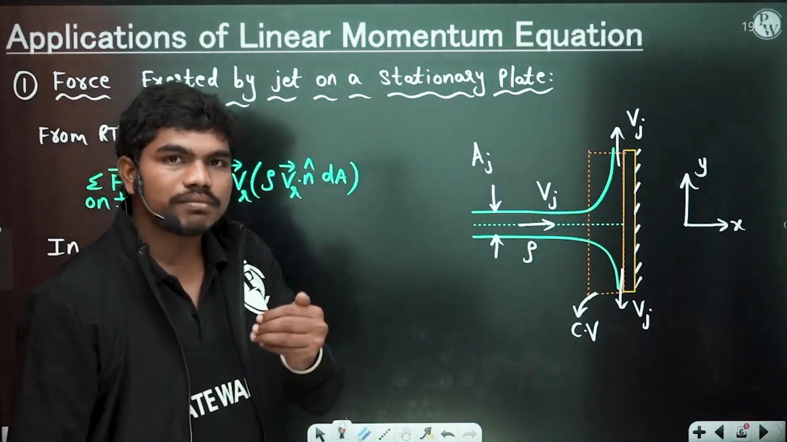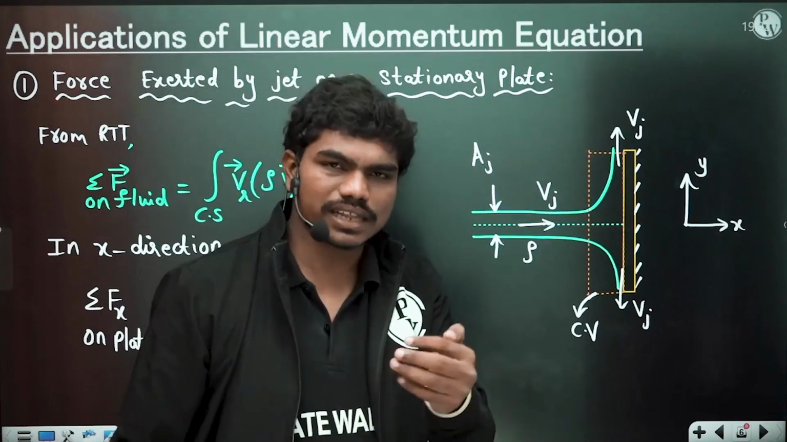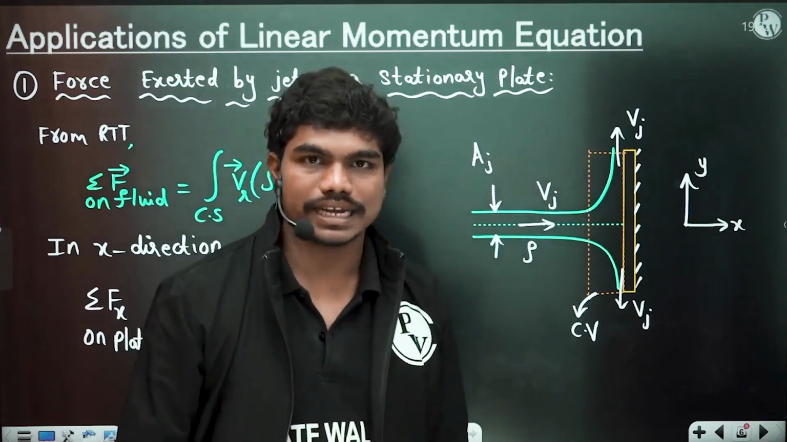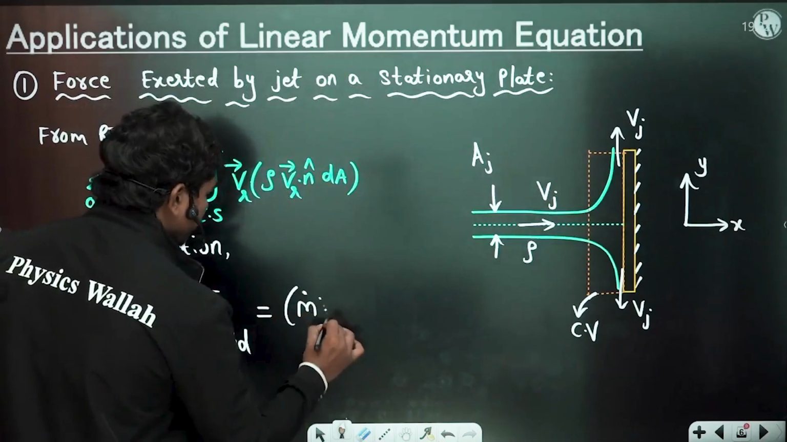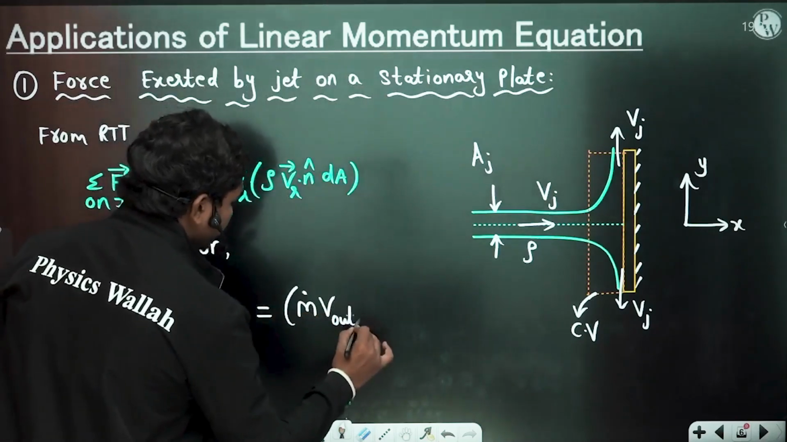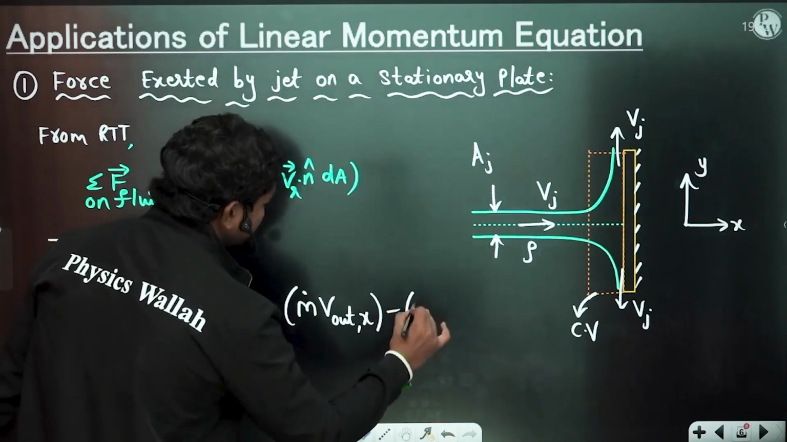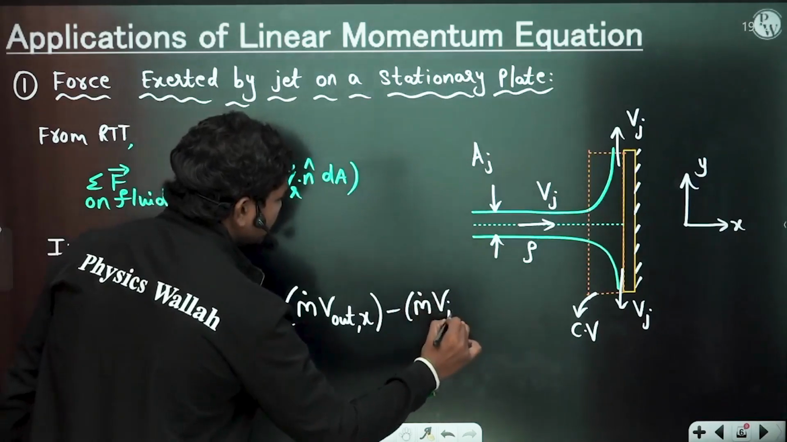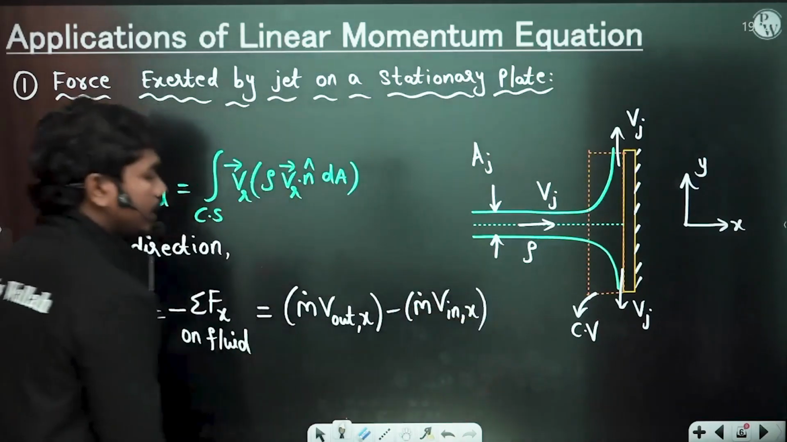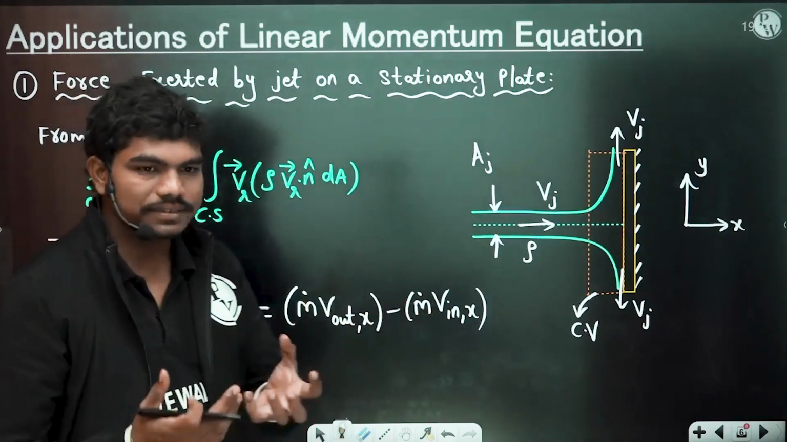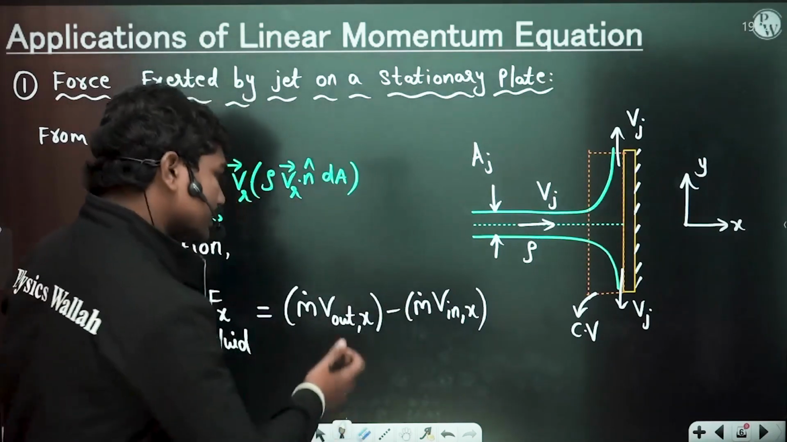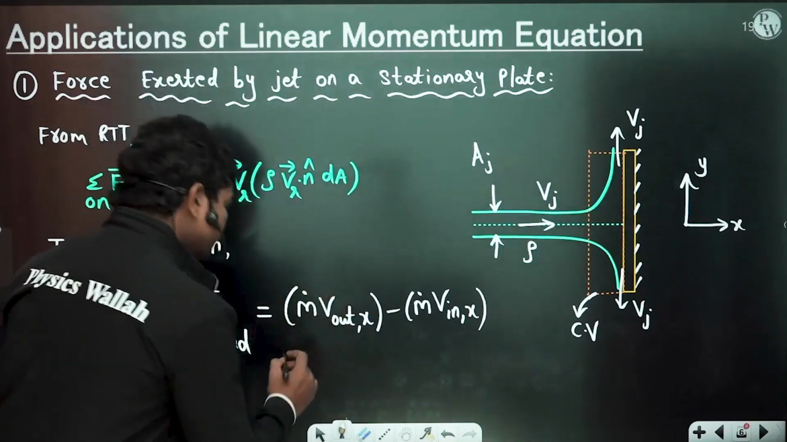Okay, so the momentum change in the x direction is nothing but the momentum leaving the control volume in the x direction, which is m dot v out in the x direction, minus m dot v at the inlet in the x direction, correct? So the net momentum leaving the control volume is leaving minus entering, and this gives the net value. Now mass flow rate is rho A V, which we have seen is constant.